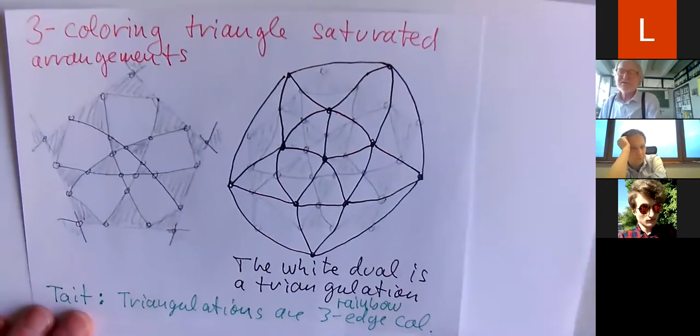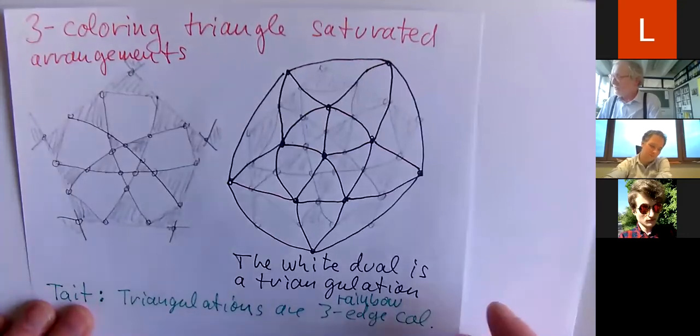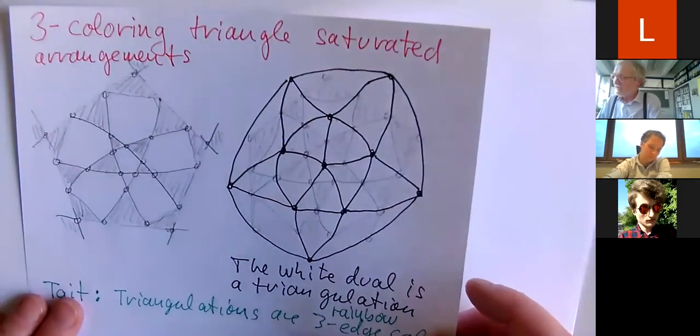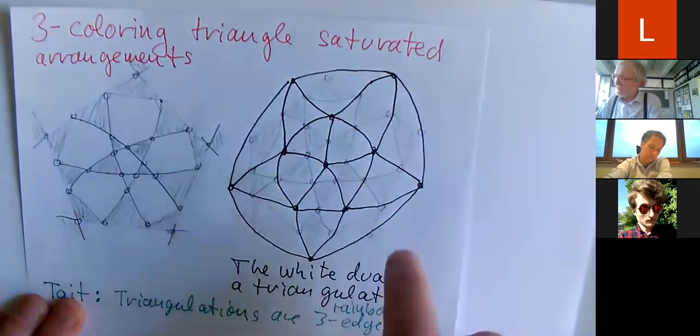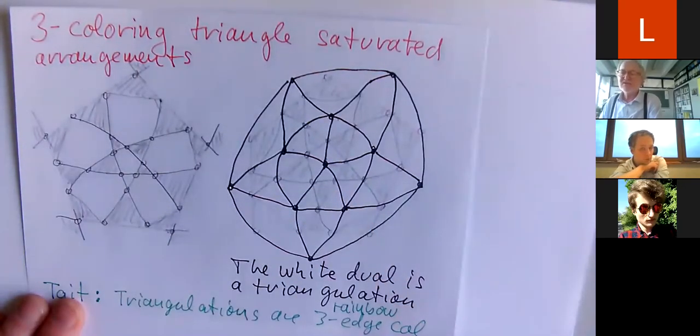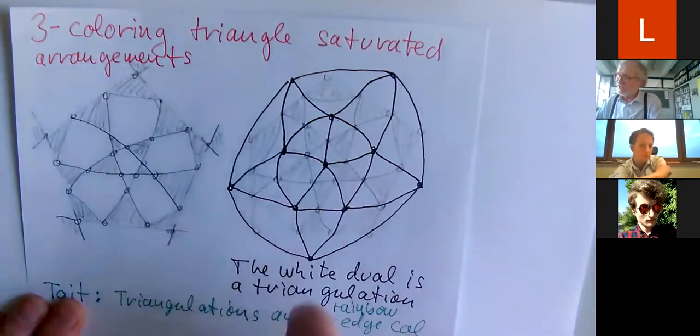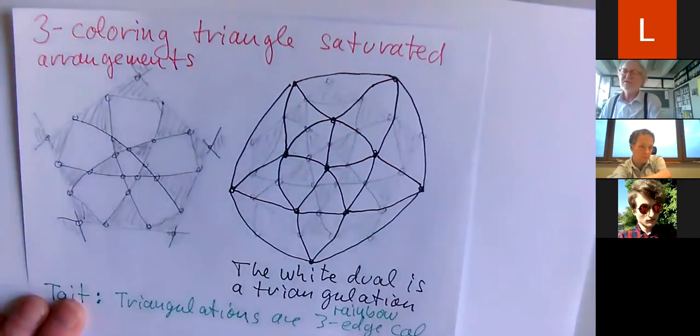And now here's an old theorem of Tait from 1800, don't know what. The four color theorem is equivalent to having that triangulations are three rainbow edge colorable. And rainbow three edge colorable means you can color the edges of this white dual with three colors so that in each face you see all three colors. And this means that if you take the color of the edge and put it on the vertex, then in each triangle you see all three colors.